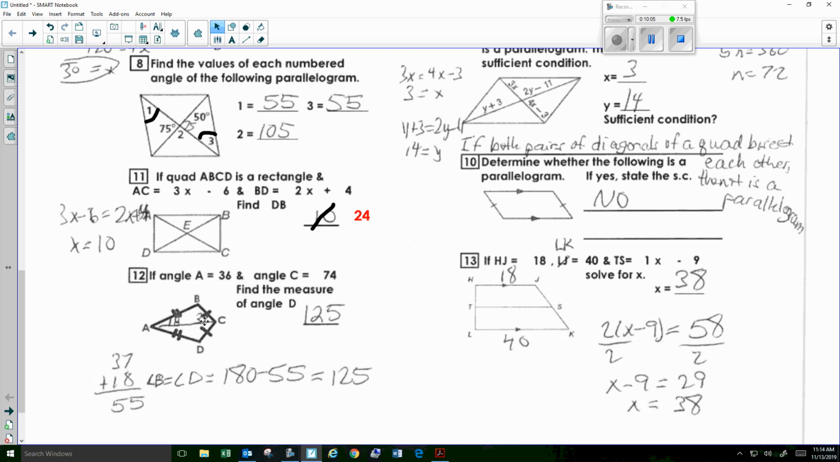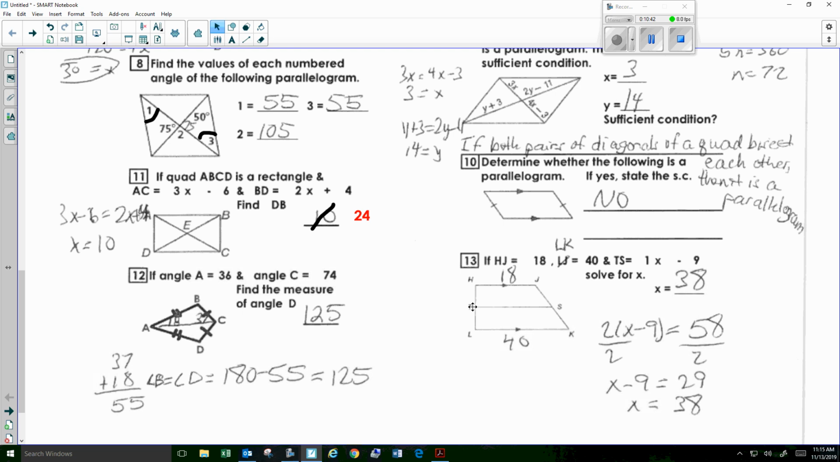The long diagonal bisects each of these vertex angles. These are called vertex angles, A and C, the ones connected with the long diagonal. Since angle A is 36, half of that is 18 on this side and 18 on this side. Angle C is 74, so half on this side and half on this side, 37 and 37. The measure of angle D is going to be the same as B. So I have 18 here, 37 there, plus this angle adds to 180. What is 37 plus 18? 55. 180 minus 55 is 125 degrees for D.